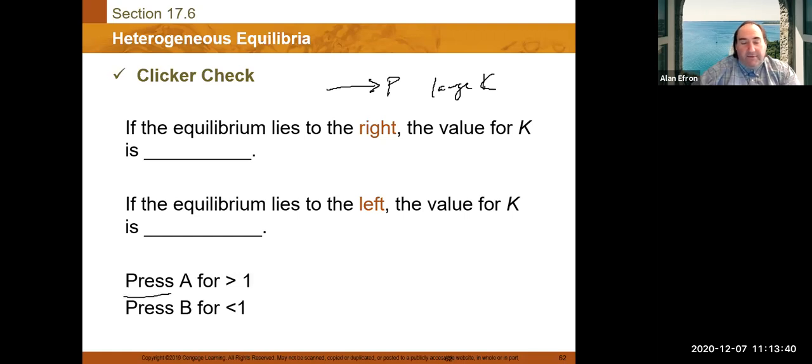You don't have a clicker, so don't press anything, I suppose. If we hit the one that goes to the left, that means we mainly have reactants and we would expect a small value of K. Any questions on that there?